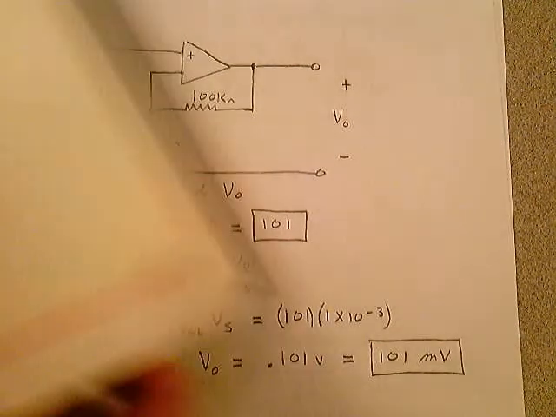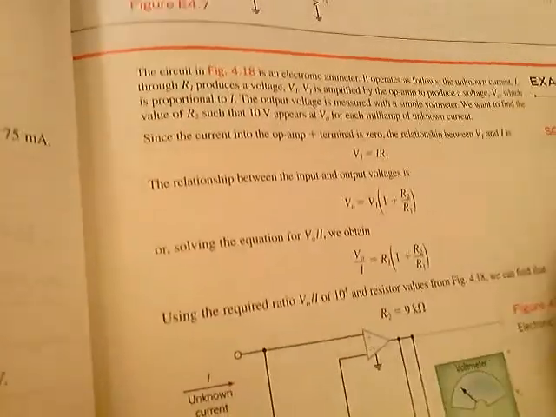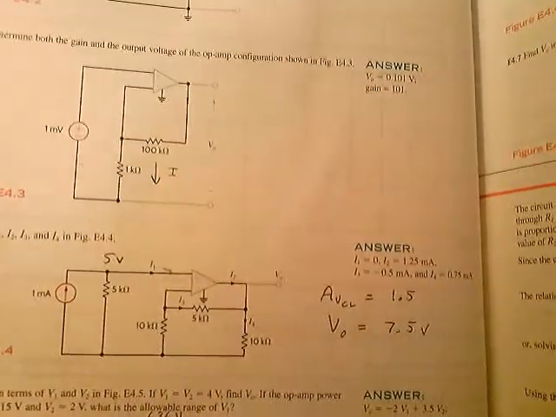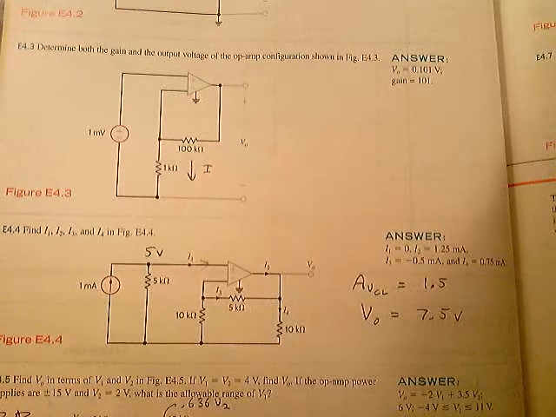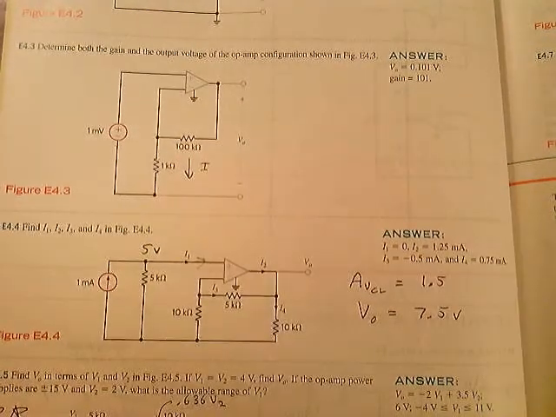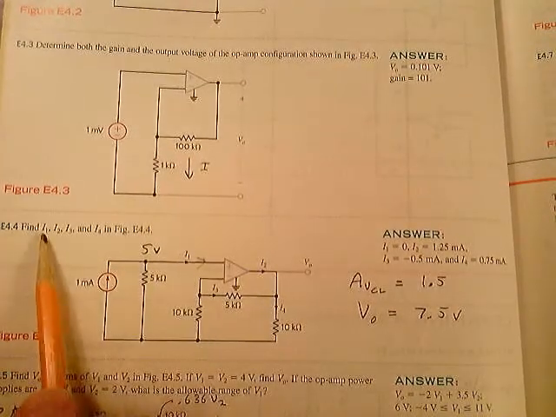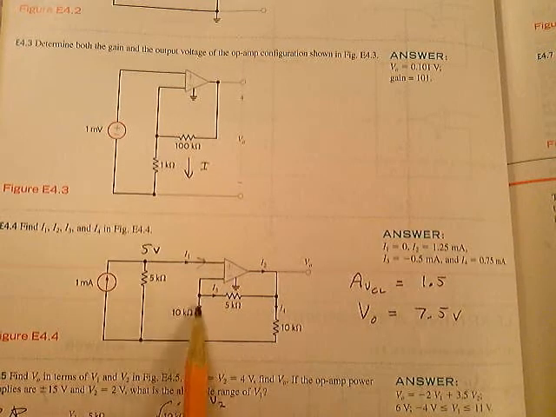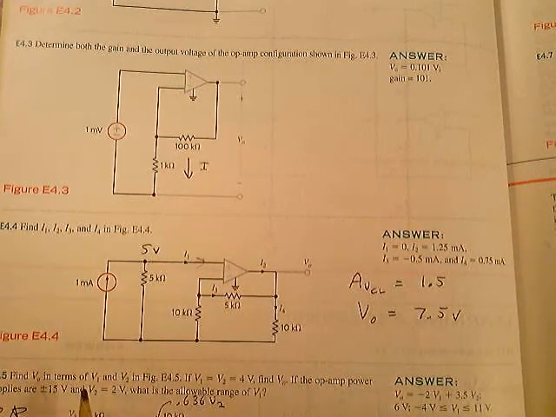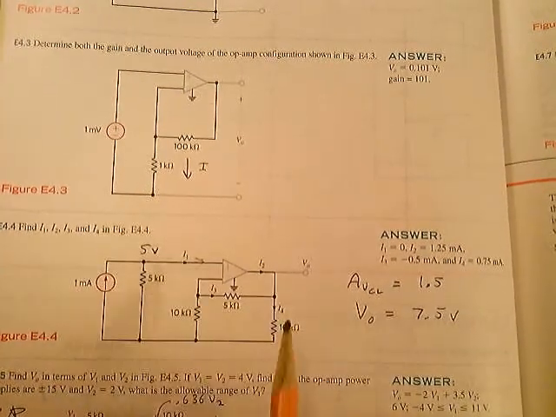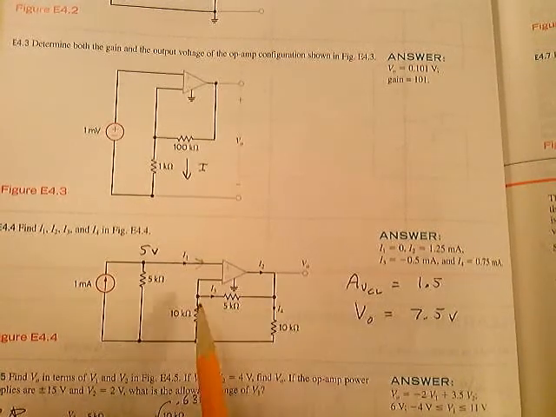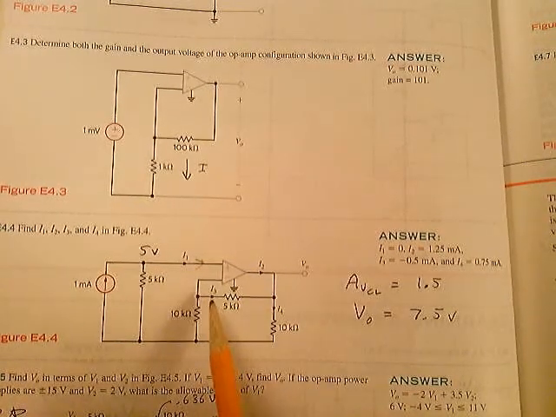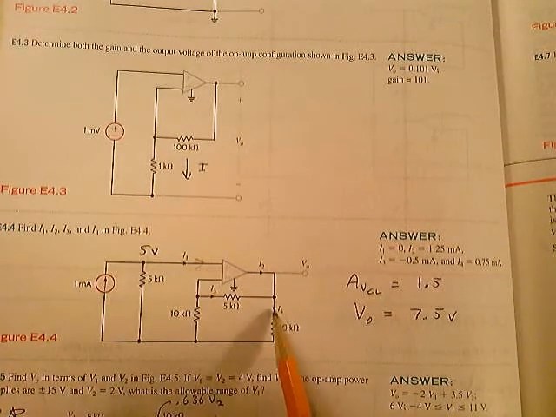E44. Looks like that. What they want you to do is find current I1, I2, I3, and I4 in this circuit. I1 flows left to right, I2 flows out, I3 flows left to right, I4 flows down.